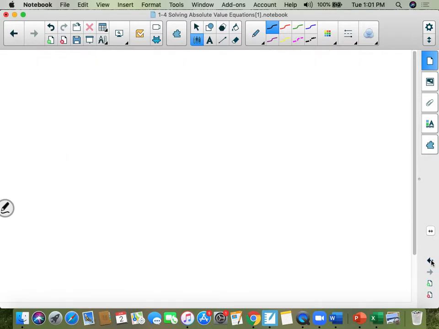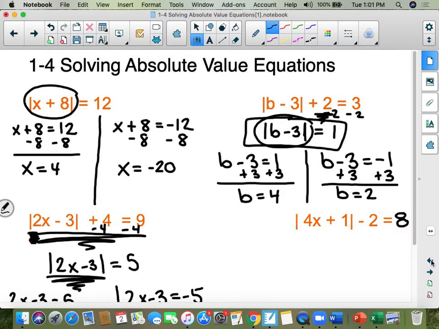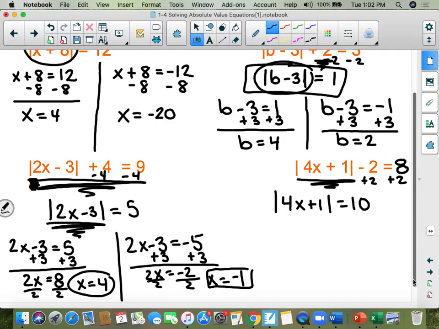Okay, I think this is the last problem of the day. It is. Okay, do you remember what I said? You have to get this alone first. I'm going to add 2 to both sides. I have the absolute value of 4x plus 1 is equal to 10 then, because I have to get the absolute value alone before I can break it up into my 2 equations.